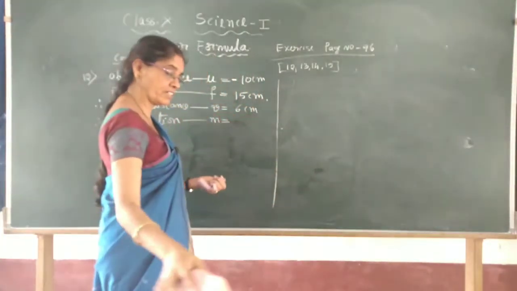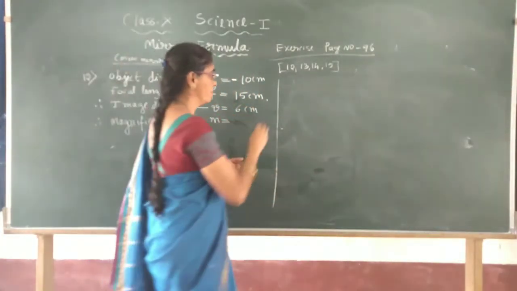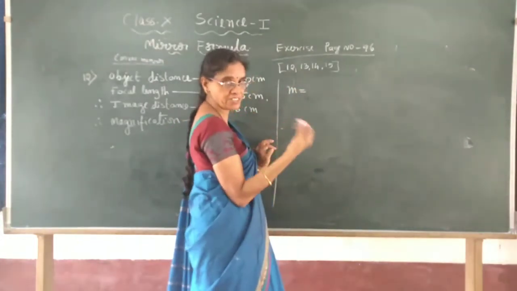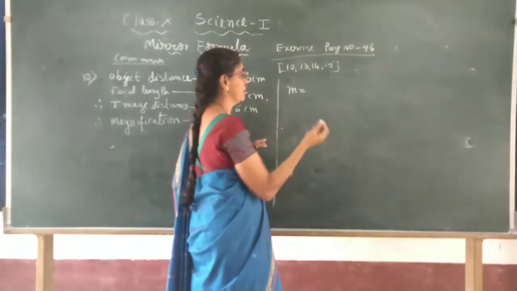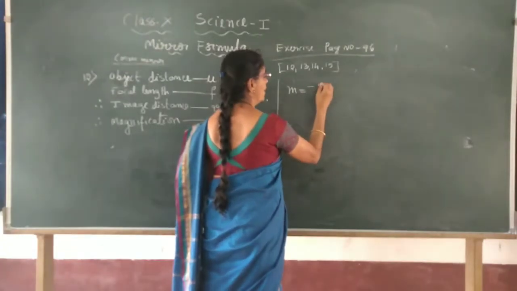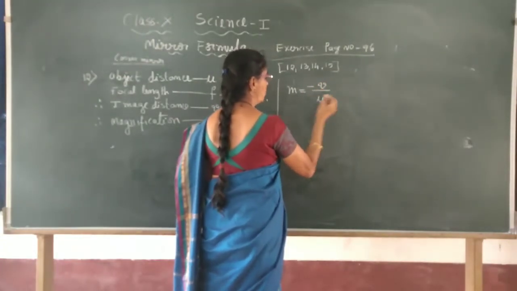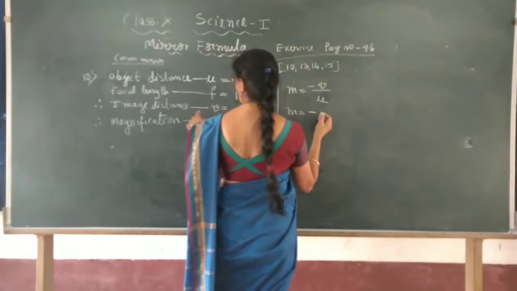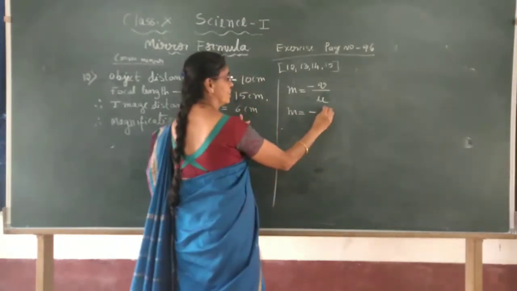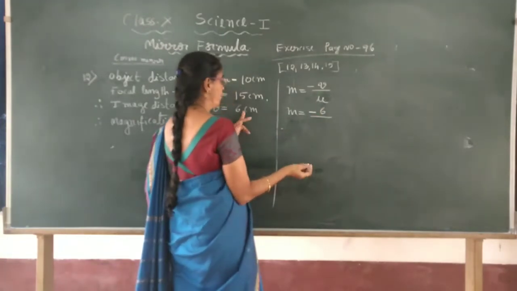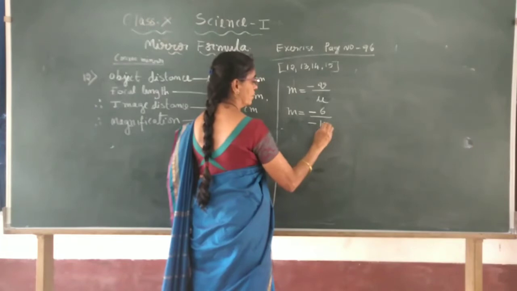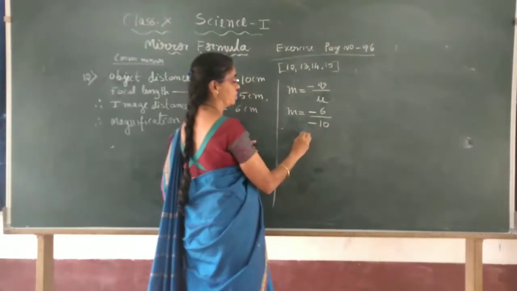What is the formula, children? M is equal to... I cannot use h dash by h because I don't know the height of the image or object. So I will use the second formula, it is minus v by u. So m is equal to minus v by u. Now the v value is how much? I just now got it, it is 6, divided by u. U is minus 10, so minus 10 I have to take.